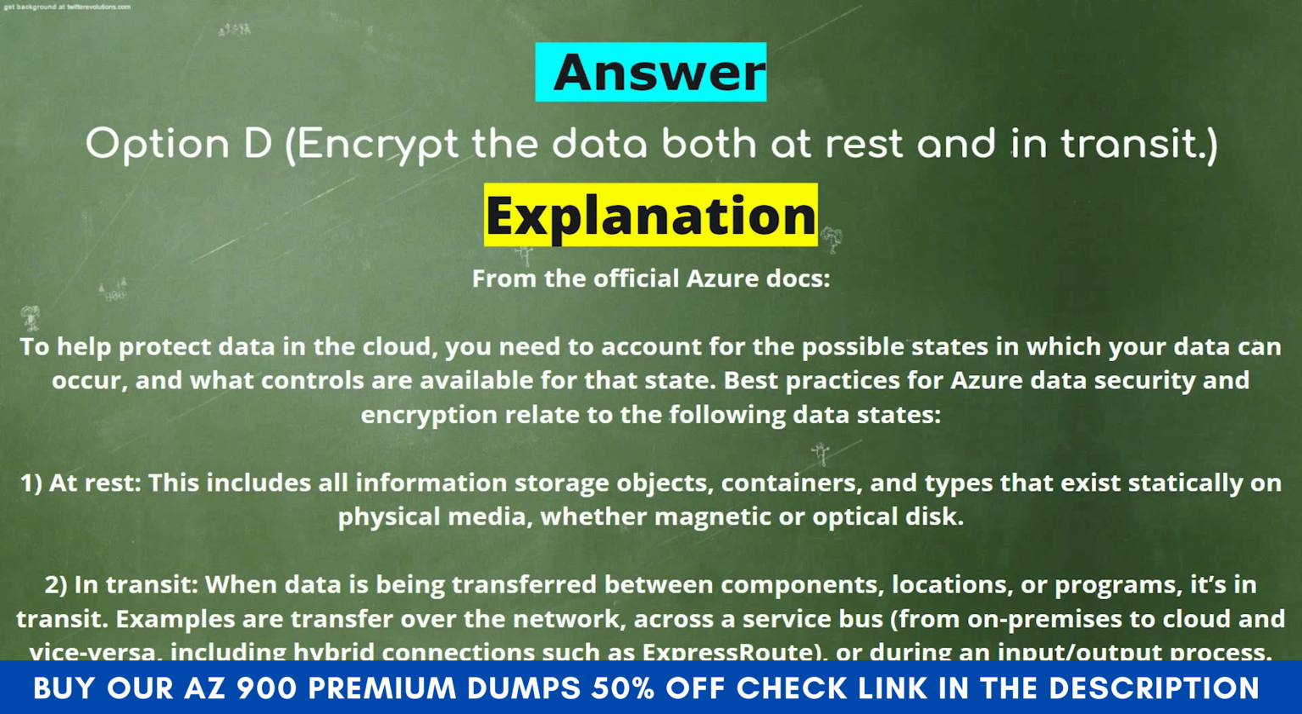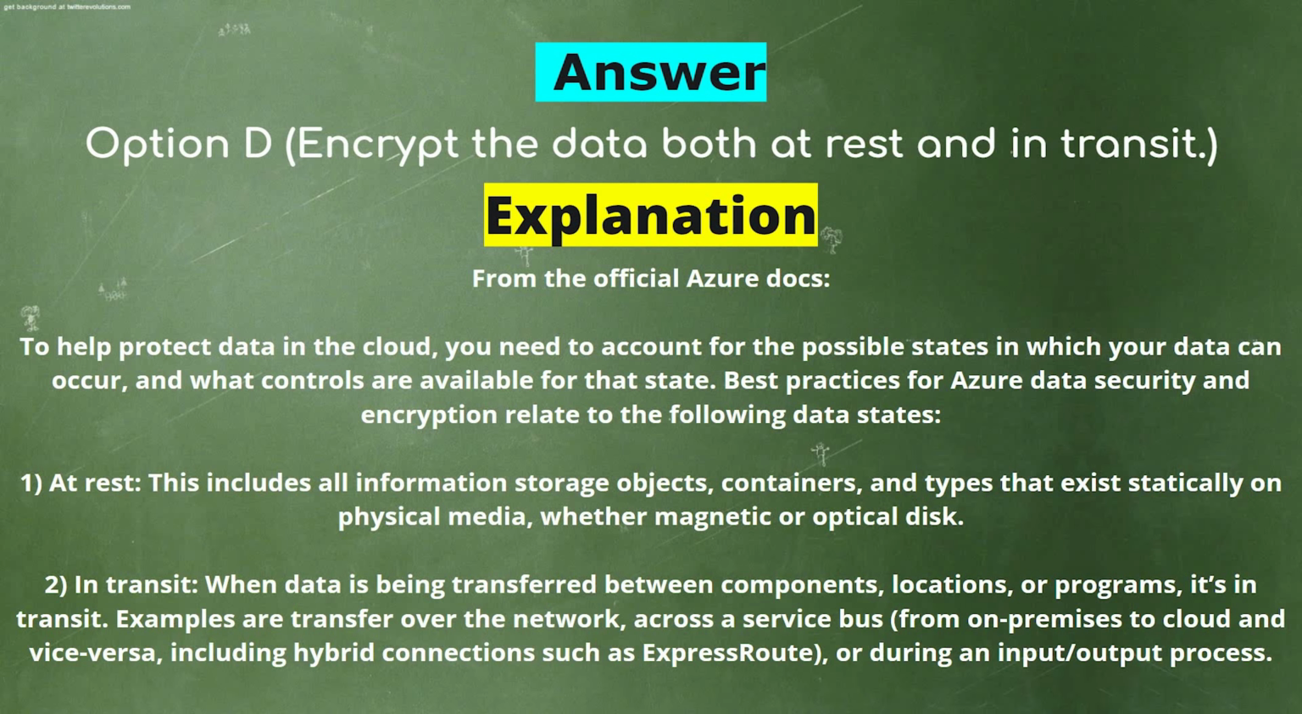In transit. When data is being transferred between components, locations, or programs, it's in transit. Examples are transfer over the network, across a service bus, from on-premises to cloud and vice versa, including hybrid connections such as ExpressRoute, or during an input or output process.